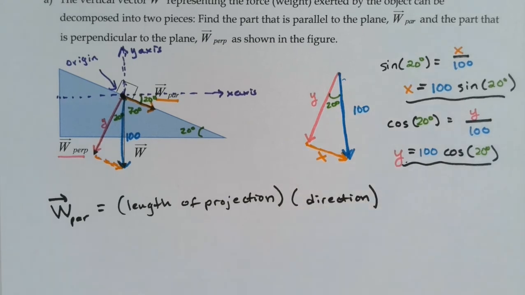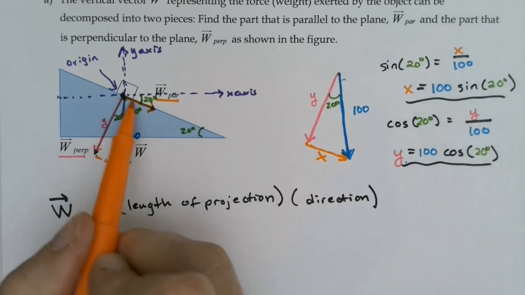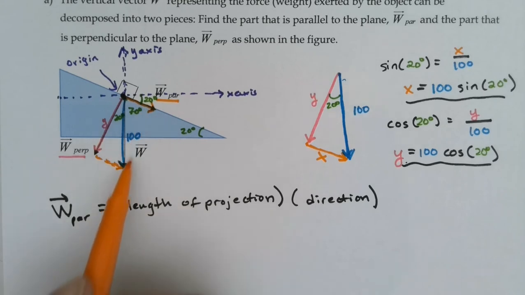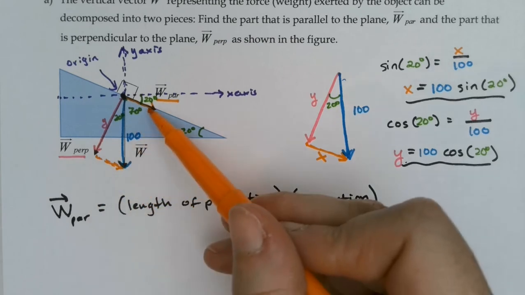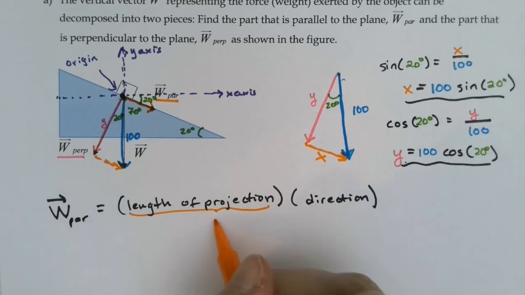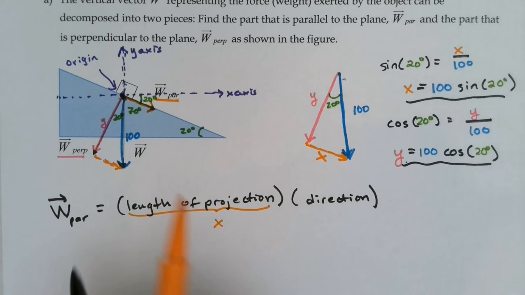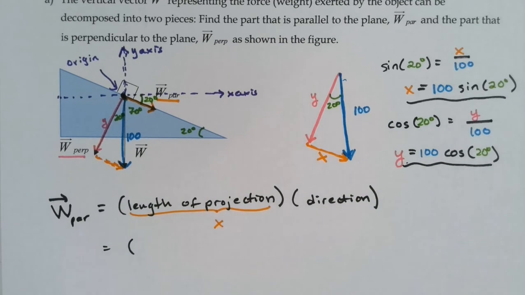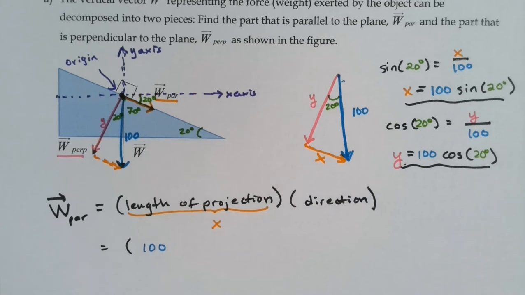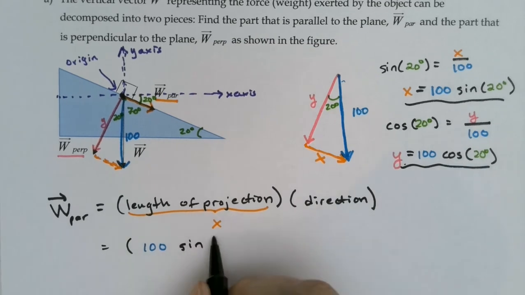Okay, so the length of the projection is x right here, right? It's the projection, if you will, of the weight vector back onto the parallel portion. So if I drew a line straight up, that would be that projection. So that would be x. We just discovered x is equal to 100 sine of 20 degrees, so I'm going to put 100 sine of 20 right in there. That's my x.